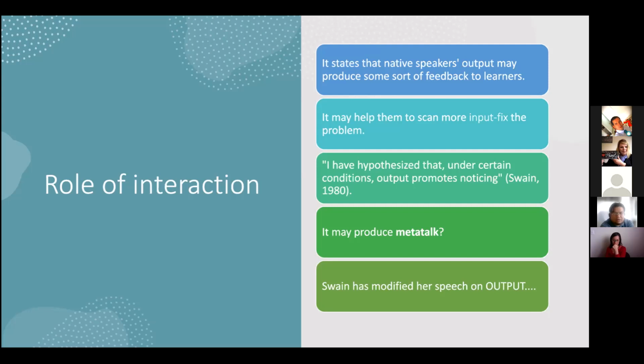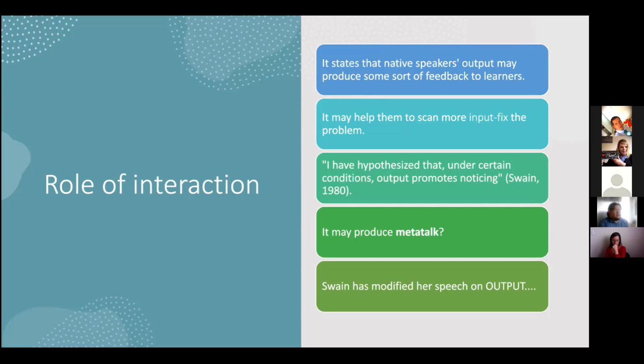That's metatalk. Okay. And well, one of the last ideas is that Swain has modified her position on output. As I said, going from it plays a key role, it is as important as input, to, well, it may enhance particular aspects of acquisition. It should be important to analyze it too.